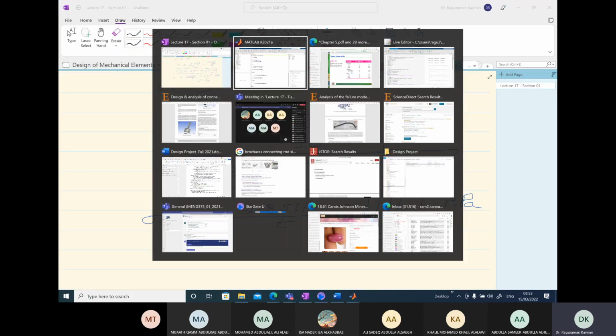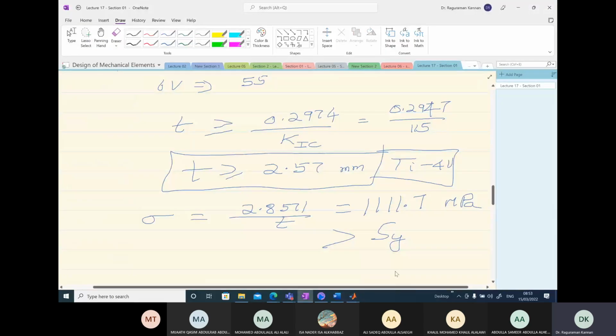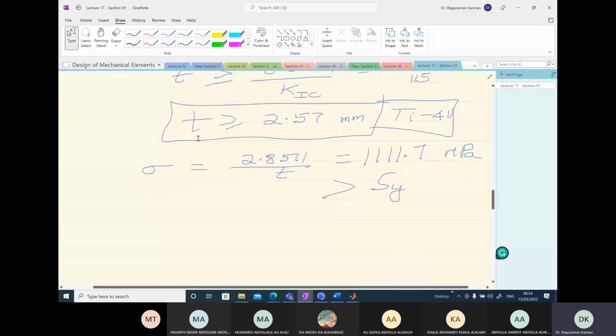Okay, so let's see again. If you look at the SY value for the material is 910. Okay, so we have to reduce the size of the thickness. Okay, so how do we reduce? So this is not the solution. We cannot use 2.57, maybe some other value slightly higher than 2.57, and let's try to figure out the value from the yield strength value.